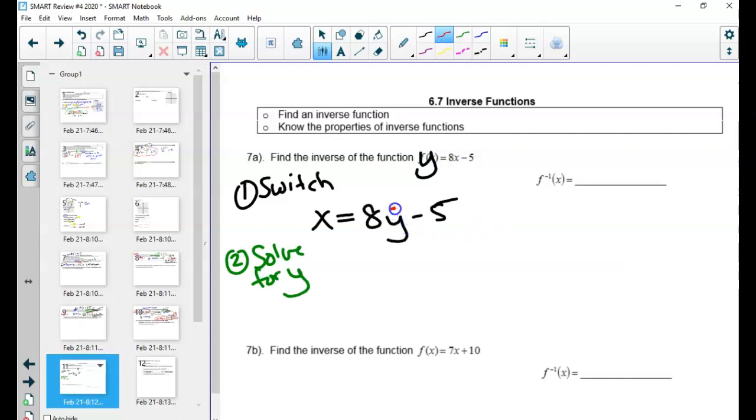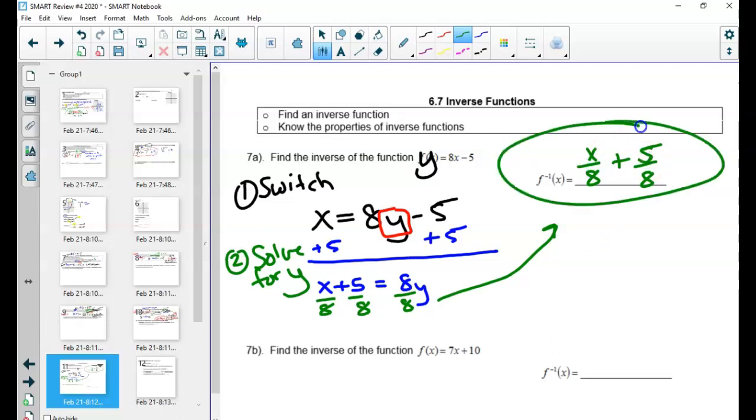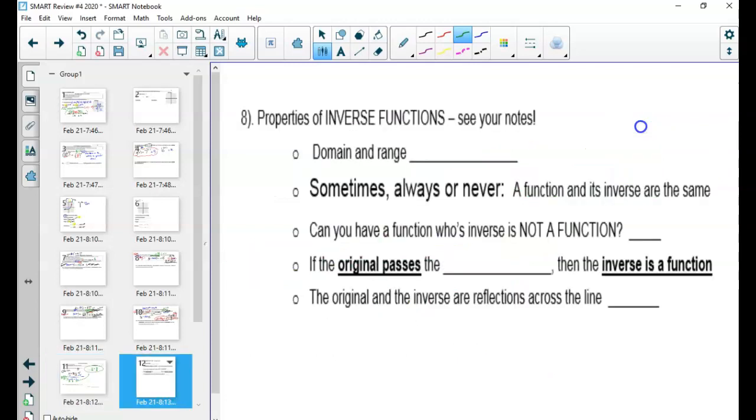So it would be easiest for me if I lock down the y and then I add the 5 over. So I have x plus 5 on the left side equals 8y. And then again, I'm trying to solve for y, so I'm going to divide everything by 8. And I get, they already named it fancy for me, they named it f inverse. But x plus 5 over 8 is fine. If you wanted to call that 1/8 x plus 5/8, that's fine too. Anything equivalent to the right answer, I will take. So that's not meant to be a difficult question. Please don't make it one.